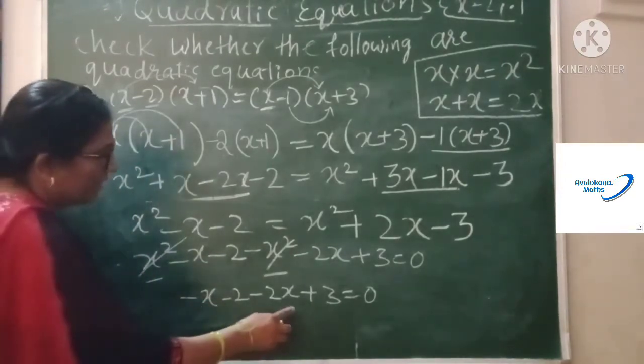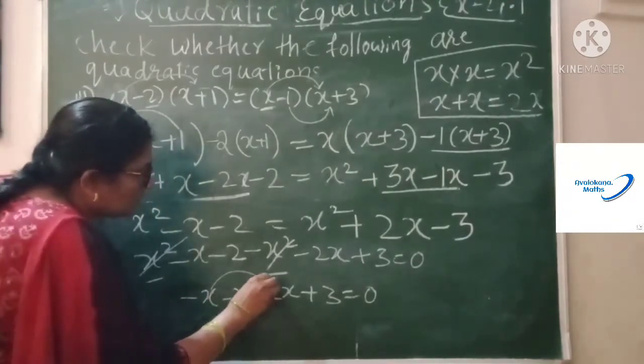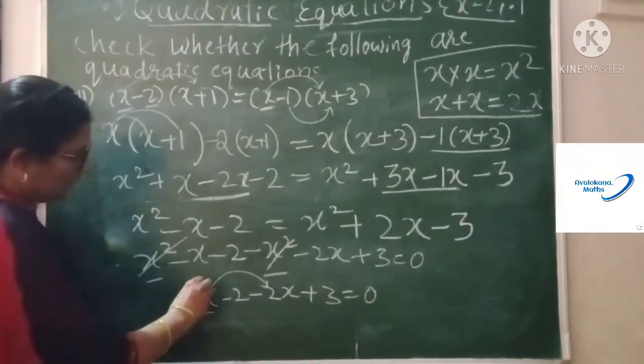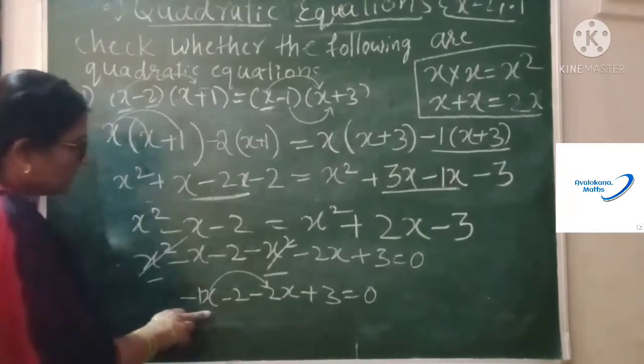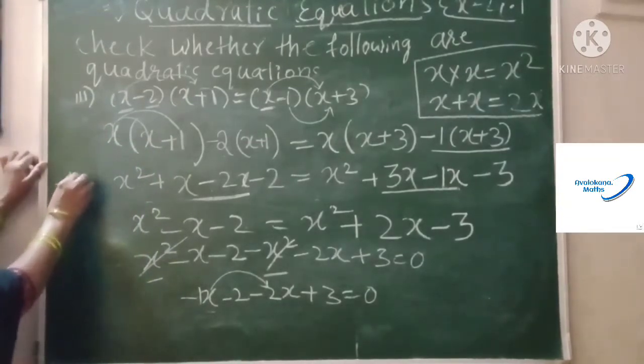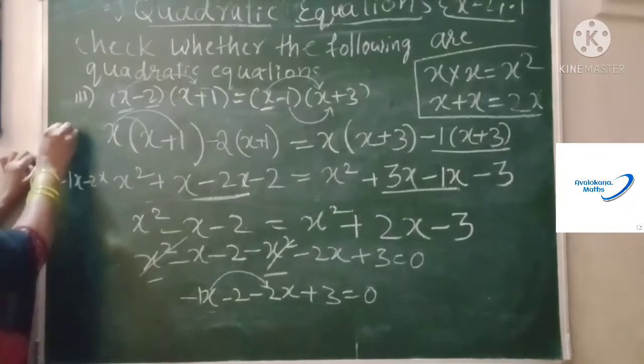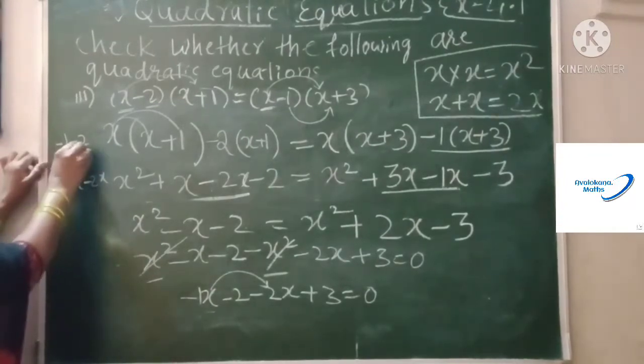Minus x and minus 2x. As I told you here, these two are like terms. This means minus 1x, minus 1x. Children see, minus 1x, minus 2x. As you know, minus 1, minus 2 is minus 3.